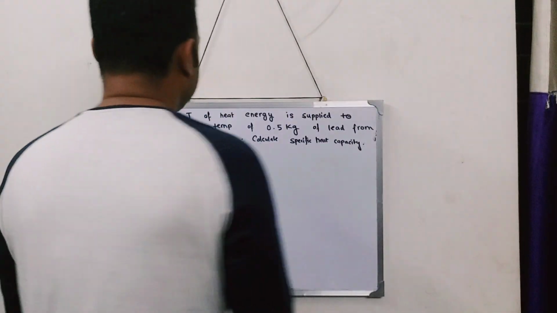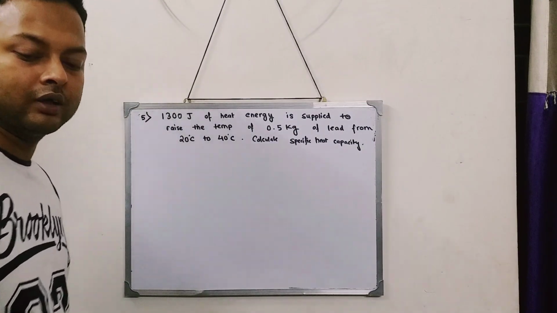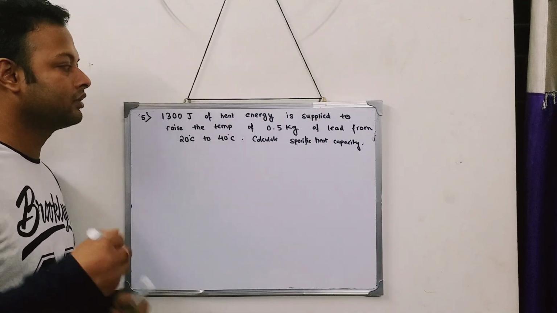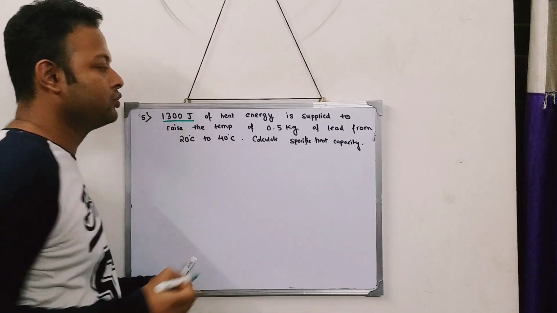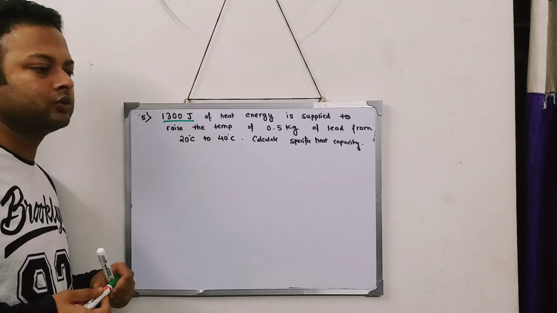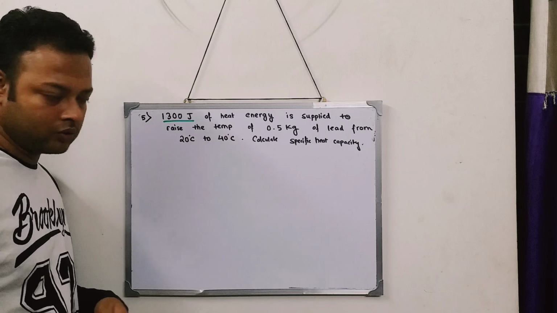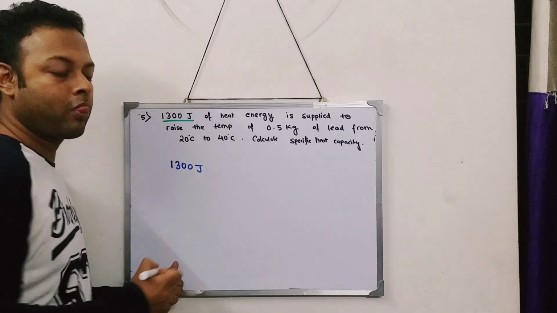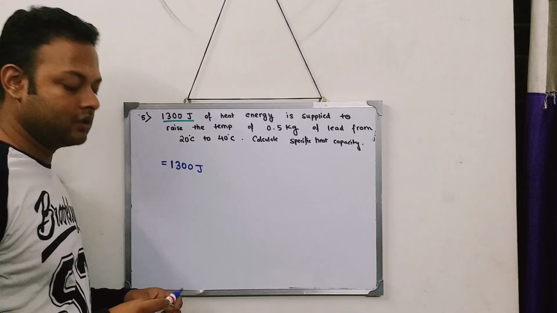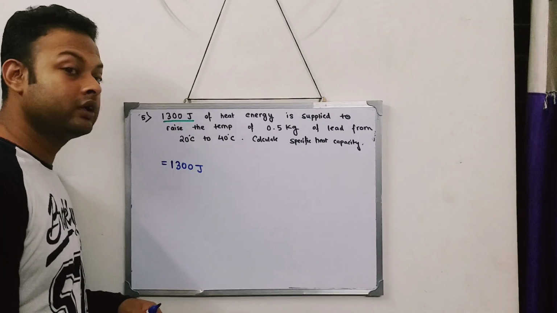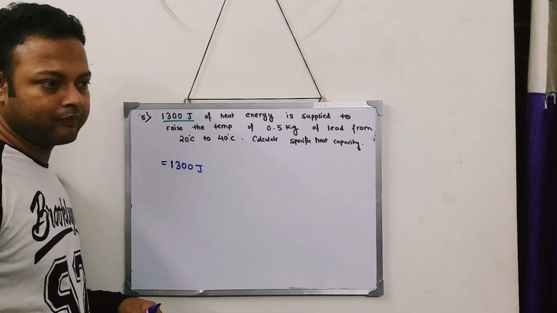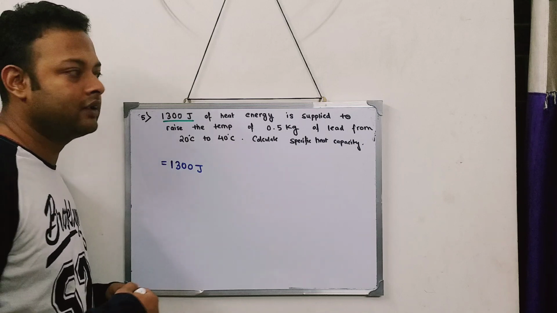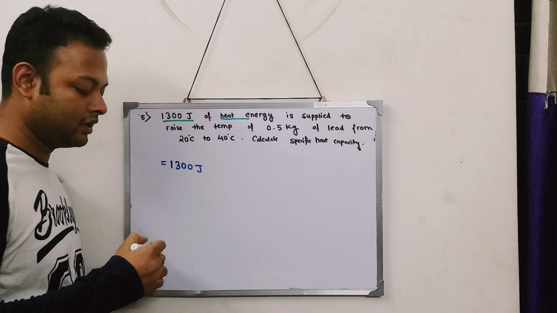Now we come to the fifth part of this sum, which is also quite easy. Now you see the first thing, 1300 joule. What is this 1300 joule? When you see 1300, you write 1300 joule. But my question is, what is 1300 joule? You have to see the units. The unit is joule. Joule represents energy, the unit of energy. So that is the energy of heat. So joule represents heat energy.